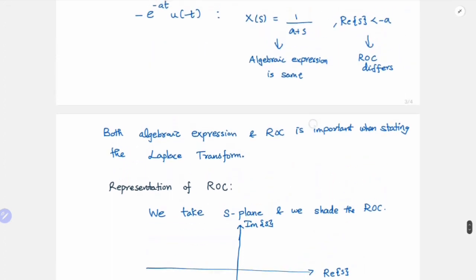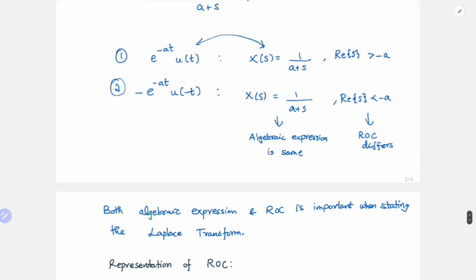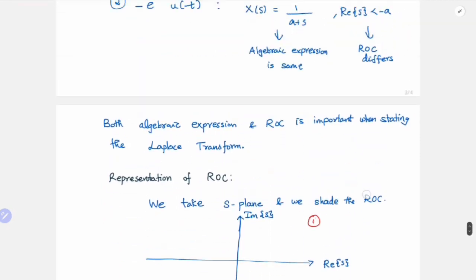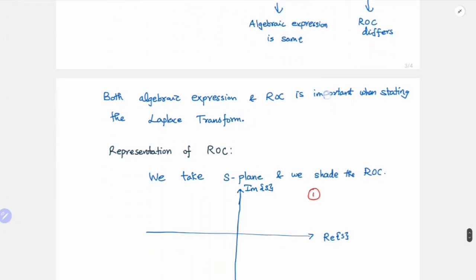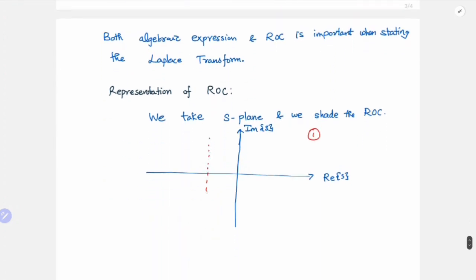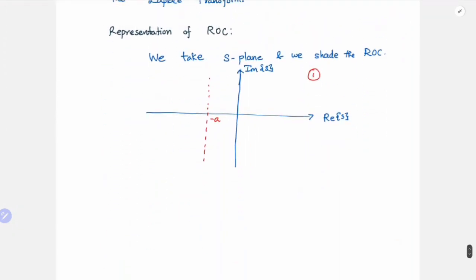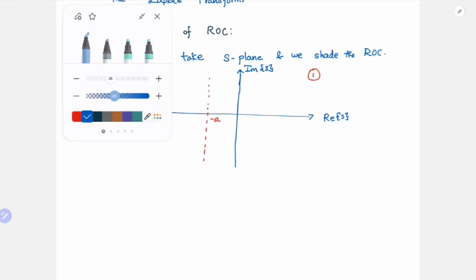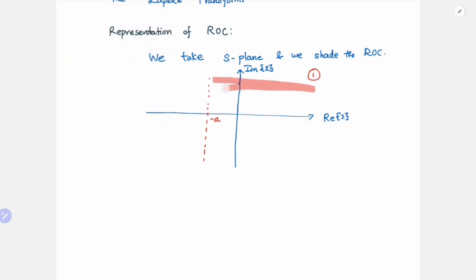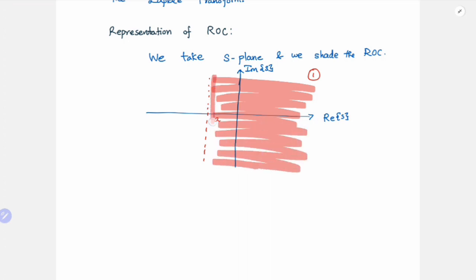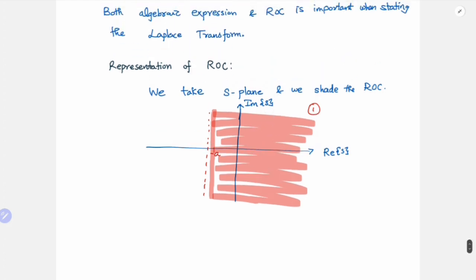And for our case, let's say this is 1 and 2. So for 1, what do we have? The region of convergence is real of s greater than minus a. So first let us find minus a. Let's say this is the line, real of s is equal to minus a. And for 1, real of s is greater than minus a. Greater than meaning all this region, right? This entire region without including the real of s equal to minus a line. So that's why we have put a dotted line. Otherwise we would have put a solid line.